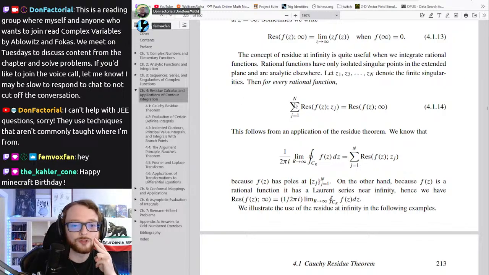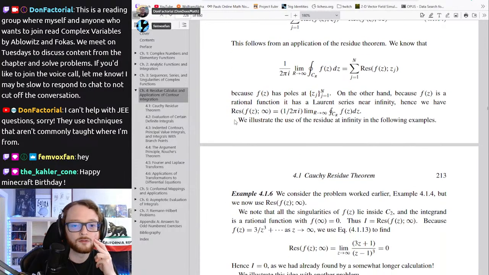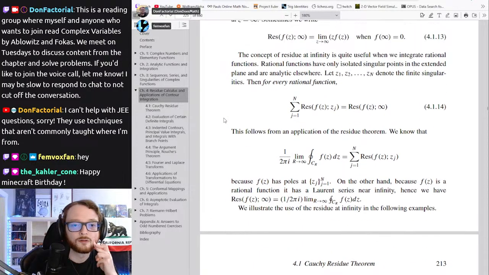So every rational function has a property that the sum of the residues around the poles is equal to the residue at infinity. Wow. And I think it's not necessarily rational functions from what I'm reading. The important part is that it has only isolated points in the extended plane and it's analytic elsewhere. So I wonder if for any function that meets that criteria, if the same would be true.